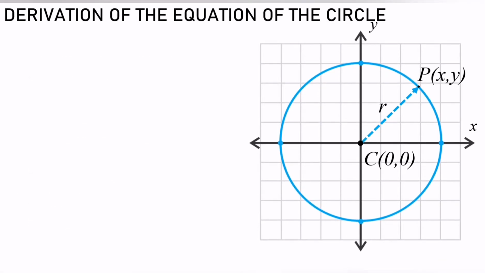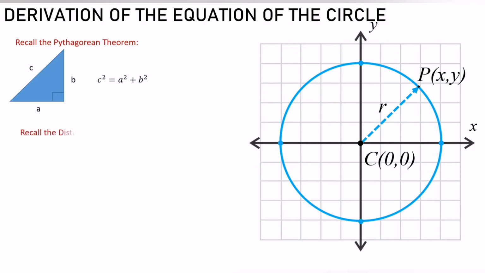Okay, let's derive the equation of the circle. In deriving the equation of the circle, remember the Pythagorean theorem, the right triangle. If you have a right triangle, you have two legs and a side that is the longest side. So if you want to get the length of this side, what we call the hypotenuse, the square of the length of the hypotenuse is just equal to the sum of the squares of the two legs. So c squared here is just equal to a squared plus b squared.